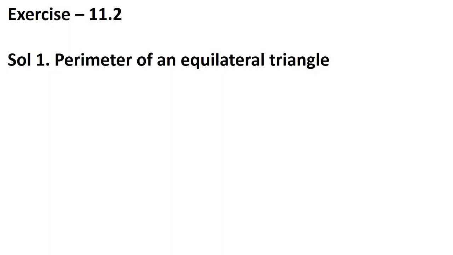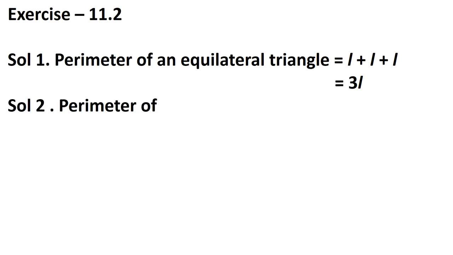Now see exercise 11.2. Question number 1. You only have to tell the perimeter of a triangle when the sides are given to you. But the side of an equilateral triangle given to us is L. Okay, that means we will do L plus L plus L. And as we are adding L 3 times, our formula is 3L.